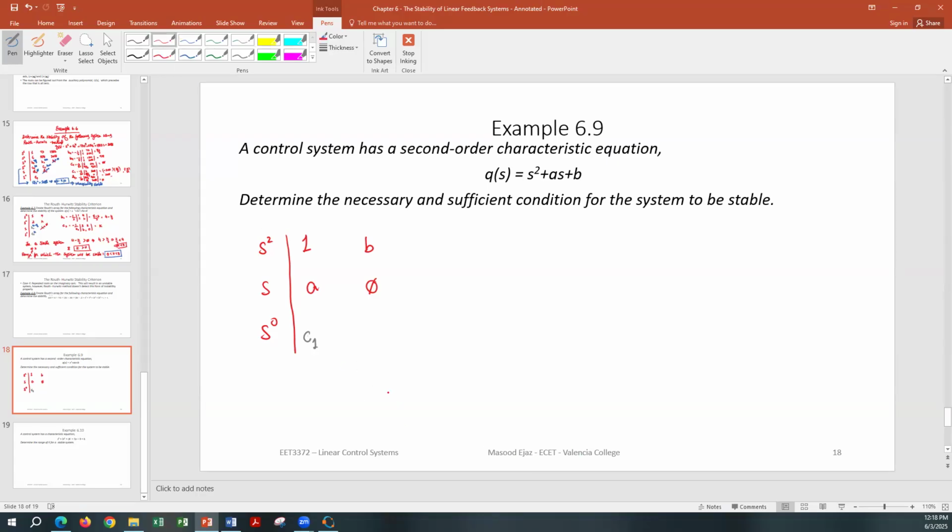Let's calculate c1 first. c1 will simply be negative 1 over a times the determinant of 1, a, b, 0, which gives (0 minus a times b) divided by a. So that's simply going to be b. c1 is simply b. So in order for the system to be stable, the condition is very simple: a and b both have to be greater than 0 in order for the first column to be all positive.